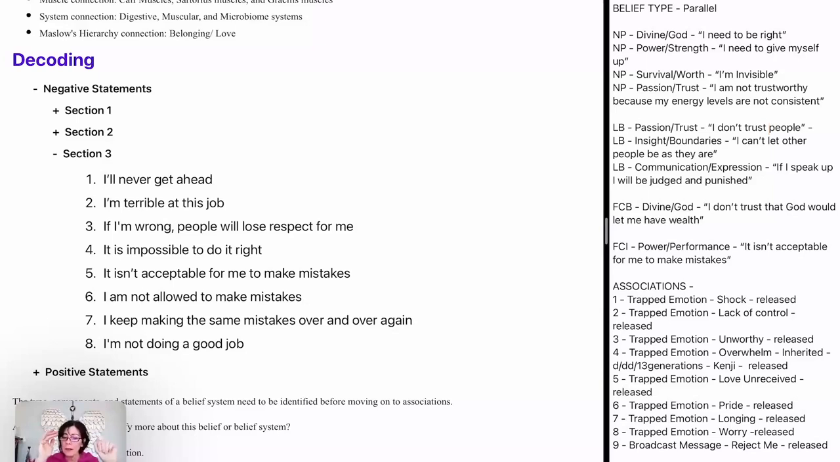All right, so here we go. Is it, you need to be right? No. You need to give yourself up? No. You're invisible? No. You're not trustworthy because your energy levels are not consistent? No. You don't trust people? You can't let other people be as they are? No. If you speak up, you'll be judged and punished? No. You don't trust that God would let you have wealth? Okay. And it isn't acceptable for you to make mistakes? Okay. So we got them all. They're all released. So great.